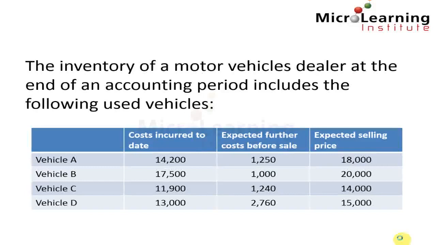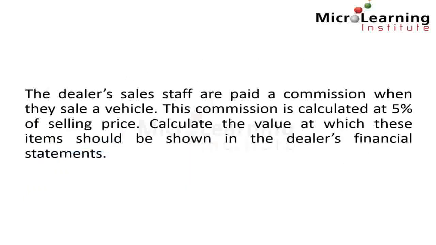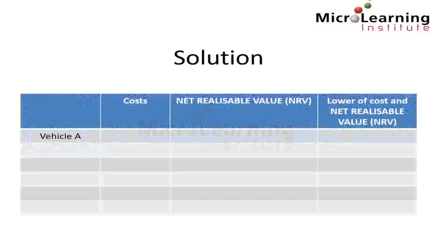We can see the costs that have been incurred to date on each of these vehicles. We can also see the expected further costs before we make the sale. And then we can also see the expected selling price of each of these vehicles. Additionally, we are told that the dealer's sales staff are paid a commission when they sell a vehicle. This commission is calculated at 5% of the selling price. And the question now for us is to calculate the value at which these items should be shown in the dealer's financial statements. So firstly, let's look at vehicle A.